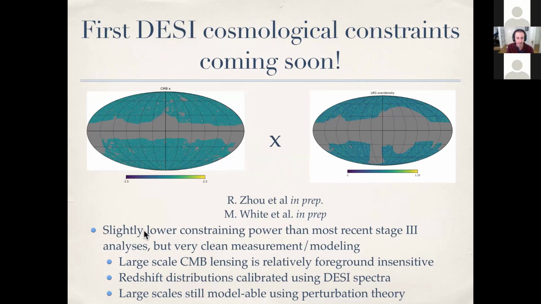This is going to have slightly lower constraining power than the stage 3 analyses that I've been talking about, but it's going to be a very clean measurement and modeling. The large scale CMB lensing is relatively foreground insensitive, the redshift distributions are spectroscopically calibrated using DESI, and we're using only large scales that are modelable using pure perturbation theory. This is limited by the noise in the Planck lensing map, but it's going to get even more exciting once we have higher resolution CMB surveys that we can make these measurements with.